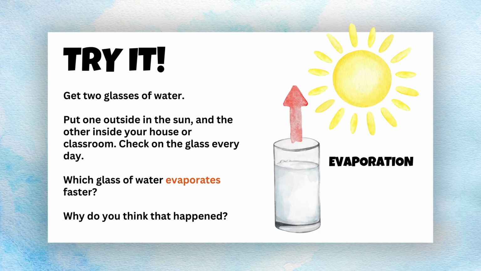Now, let's do a small experiment to observe how water evaporates. Get 2 glasses of water. Put one outside in the sun, and the other inside your house or classroom. Check on the glasses every day. Which glass of water evaporates faster? Why do you think that happened?